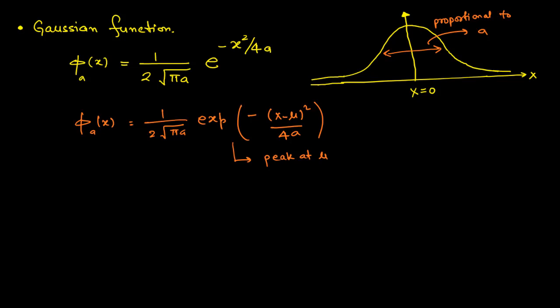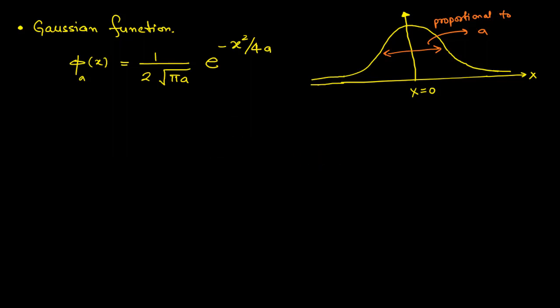This width is proportional to a, and this is called the variance. So let me write the exact form of this Gaussian distribution, and then you can relate these quantities with that exact form. So this is the exact form of this Gaussian function. The Gaussian function looks like this. Suppose I represent it by g(x). So this is my Gaussian function.